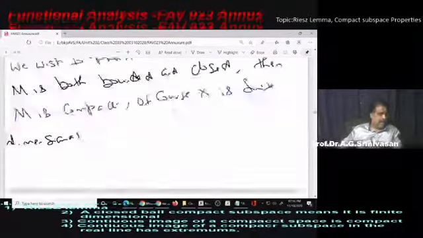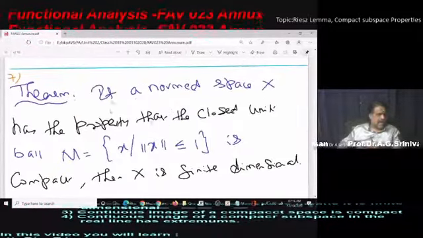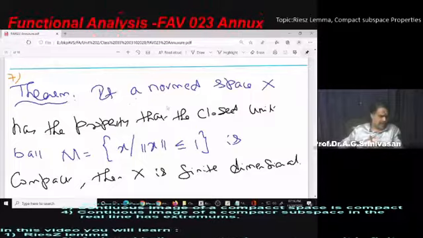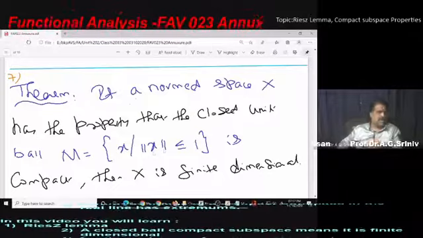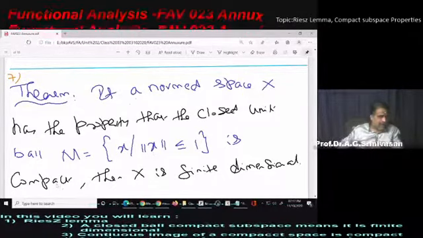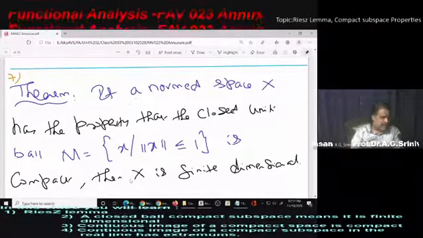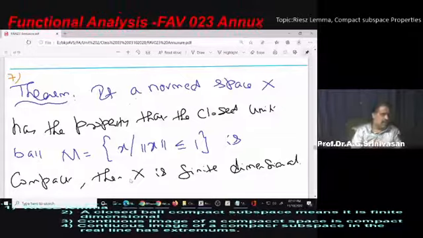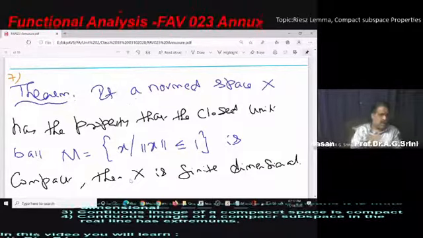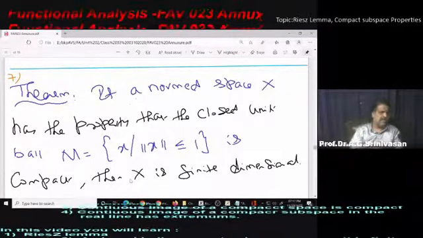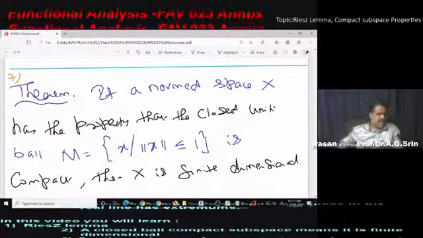Now, the next theorem, a very interesting theorem for which we are going to use Riesz lemma, says that if X is a normed space such that the closed ball, the set of all x in X such that norm x is less or equal to 1, is compact, then X must be finite dimensional. So what we saw in the previous theorem is that if X is finite dimensional and M is compact, it is both bounded and closed. Now we are saying if M, the closed unit ball, is compact, then certainly in a normed space, X becomes finite dimensional. To prove this is very easy, we are going to use Riesz lemma.